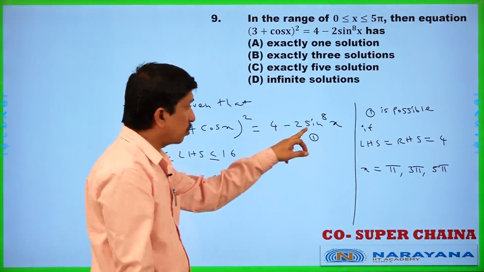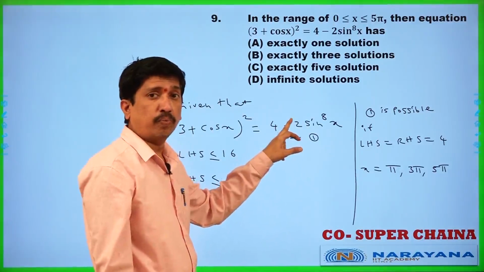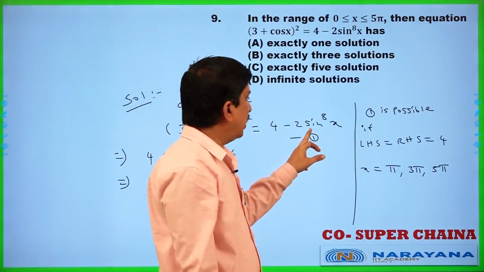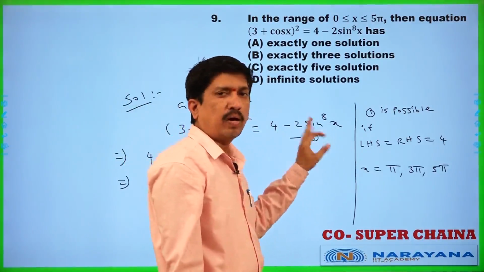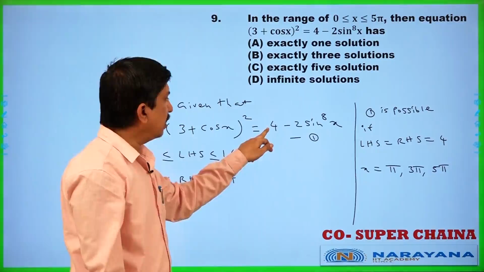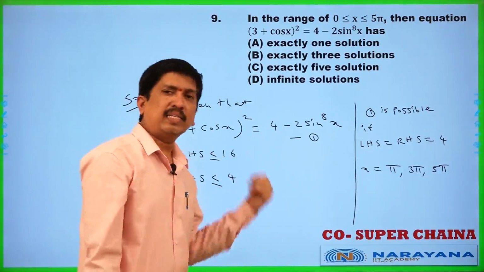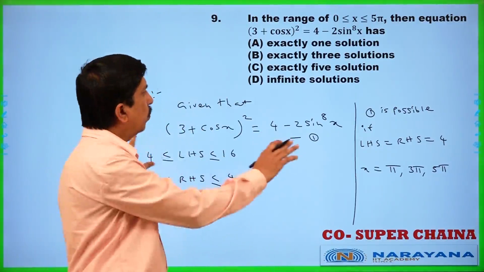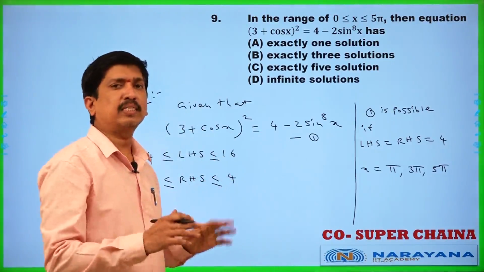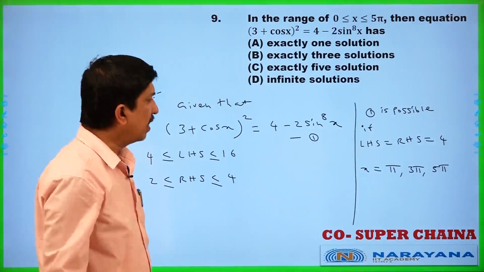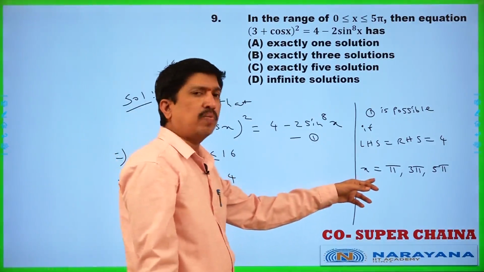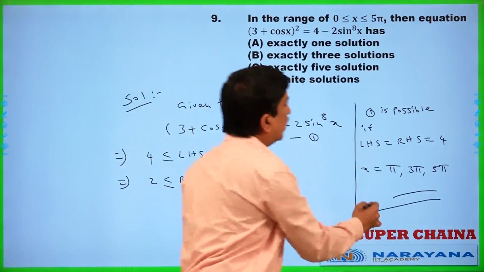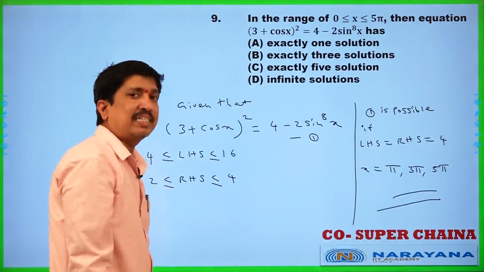Now, you see here, RHS should also be 4. So, sin pi is 0, sin 3 pi is 0, sin 5 pi is 0, all zeros you are getting here. Only the thing you will get is 4. So, LHS equal to 4 we are getting, RHS equal to 4 we are getting. So, this equation holds when LHS equal to RHS equal to 4 only. So, the number of solutions is x equal to pi, 3 pi and 5 pi. So, how many solutions are there? 3 solutions, exactly 3 solutions.